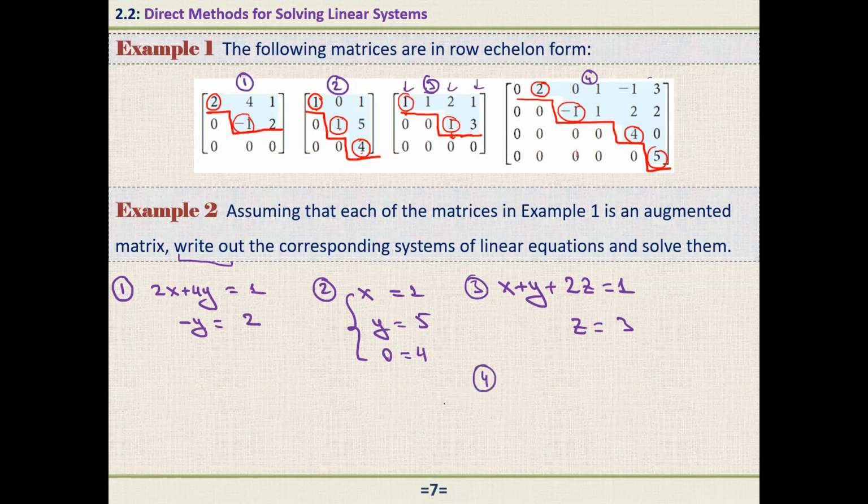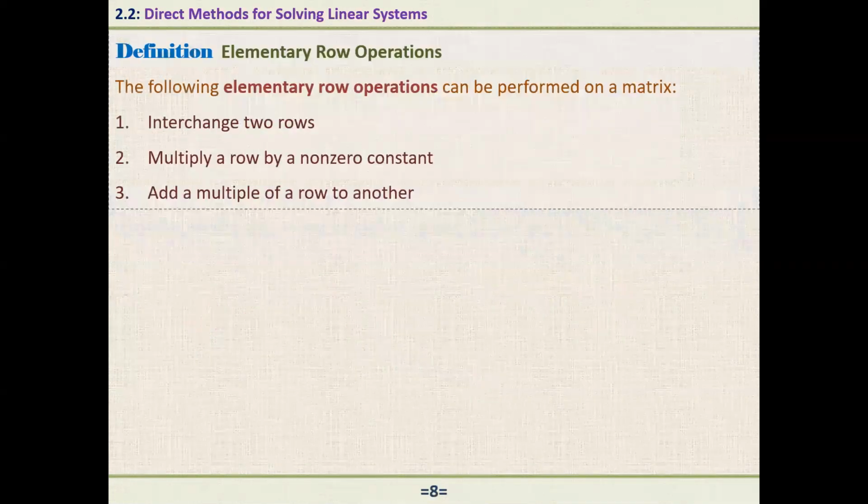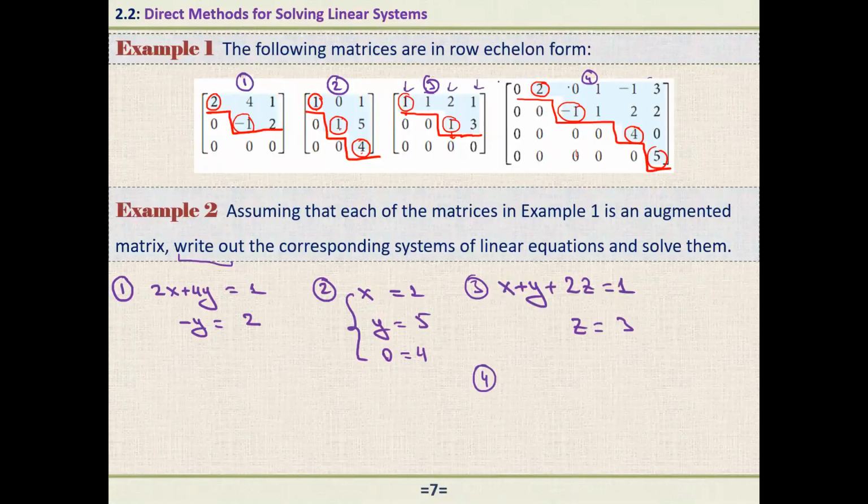And how about the last one? The last one is 1, 2, 3, 4, 5, excluding the last column. So here we have 5 columns, right? And the last one is just the augmented column. So that means that here we have 5 variables. If we have more than 3 variables, we better use subscript notation. So here we will have 0 times x1, nothing. And here we have 2 times x2 plus 0 times x3 plus 1 times x4. And here we have minus x5. That's equal to 3, right?